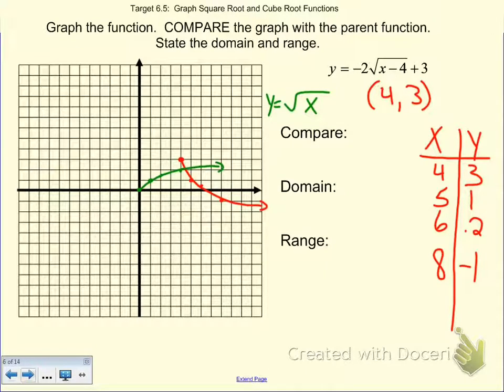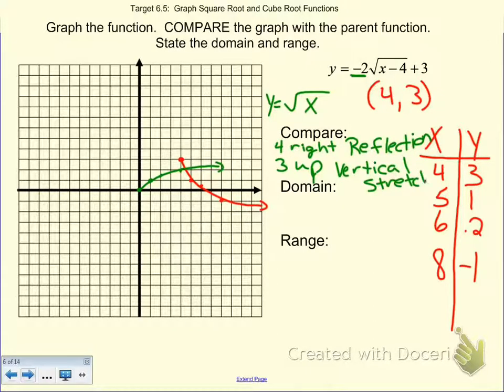So how does our red graph compare to our green graph? Well, we need to put a couple things. One, we translated the graph. We moved it over 4 to the right and 3 up. That's one part, is the translation. Then, because this is a negative in our coefficient here, it's a reflection across the x-axis. So this is a reflection. And then also because of that 2 in our coefficient, this also means it's a vertical stretch.